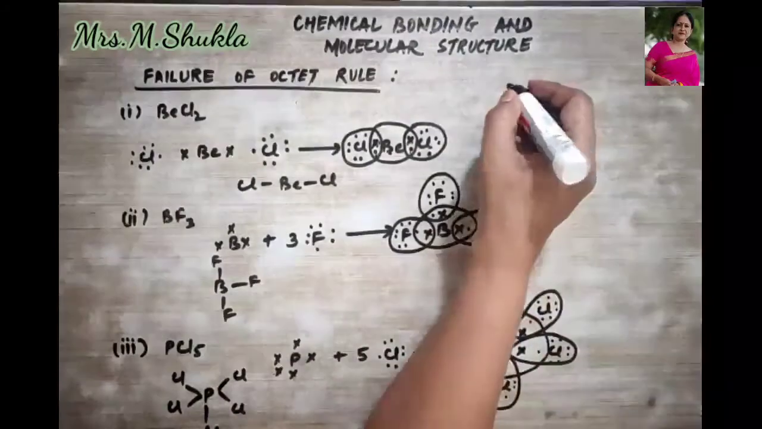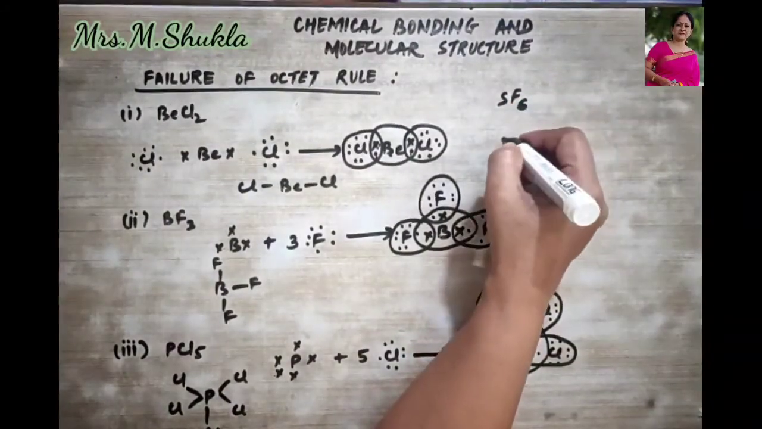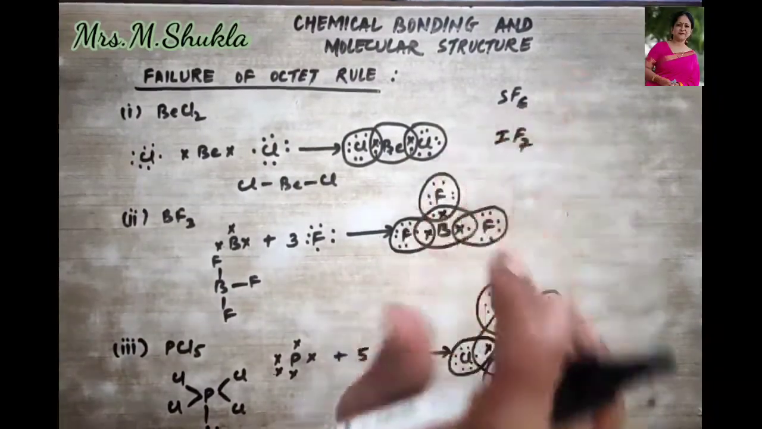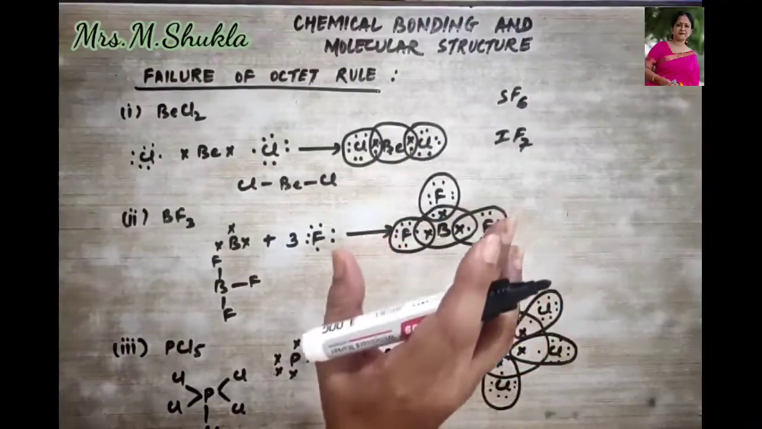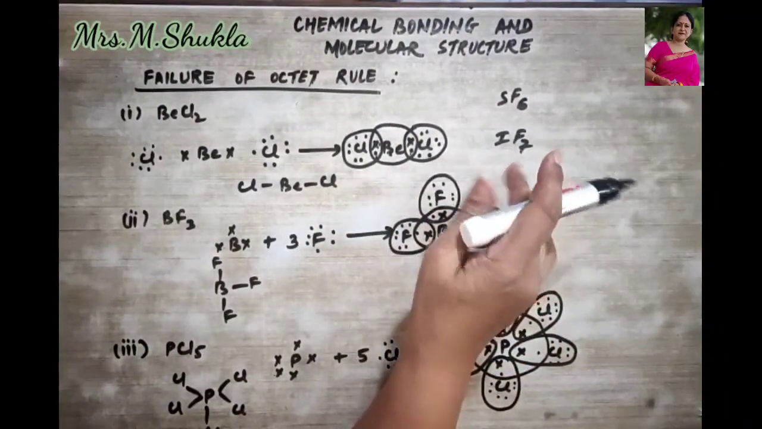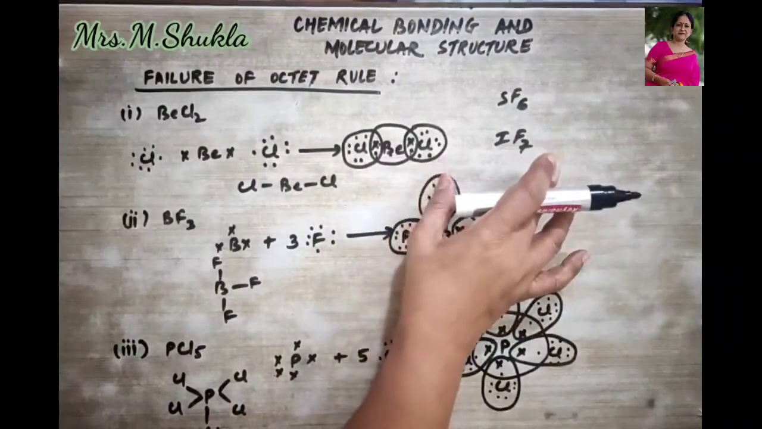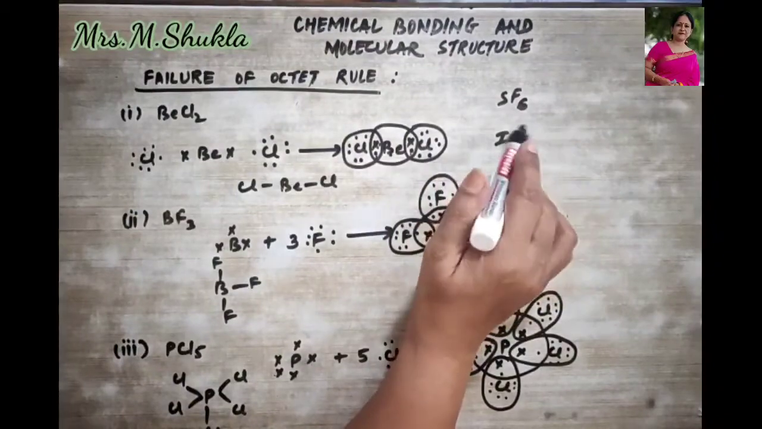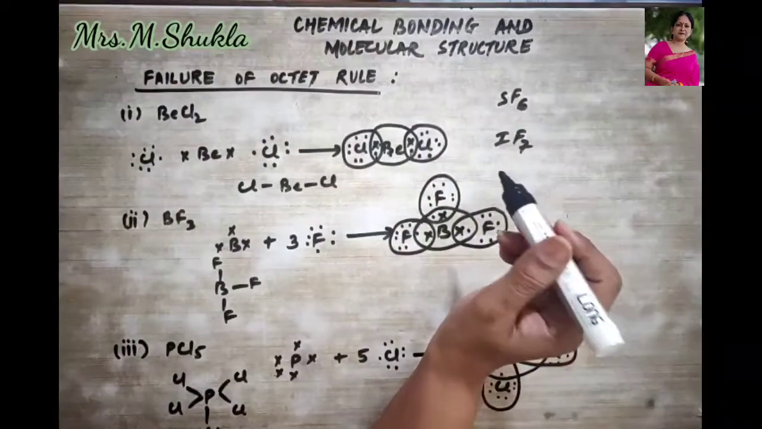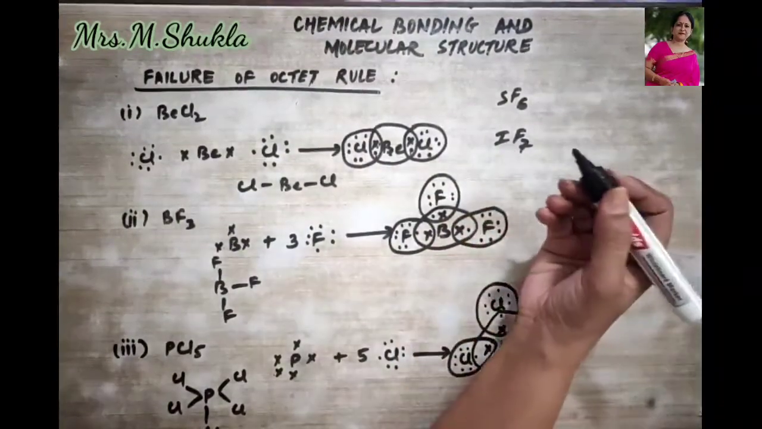Now you are going to draw the SF6 molecule and the IF7 molecule and see whether they follow the octet rule or not. Is there a failure of the octet rule, or is there no failure of the octet rule, in forming a stable compound? Then one more example I'll give you: the formation of compounds that involve hydrogen.